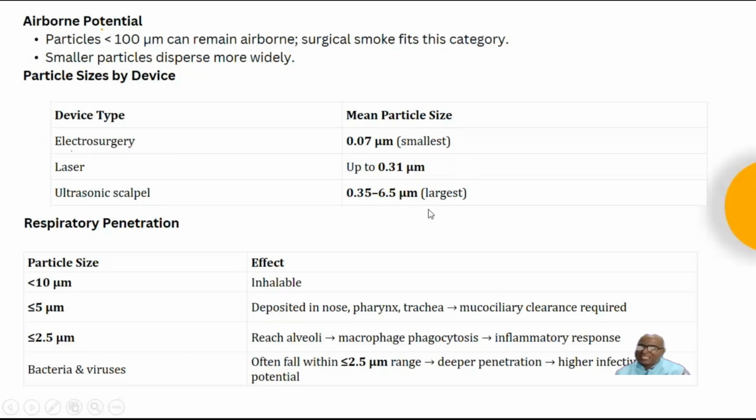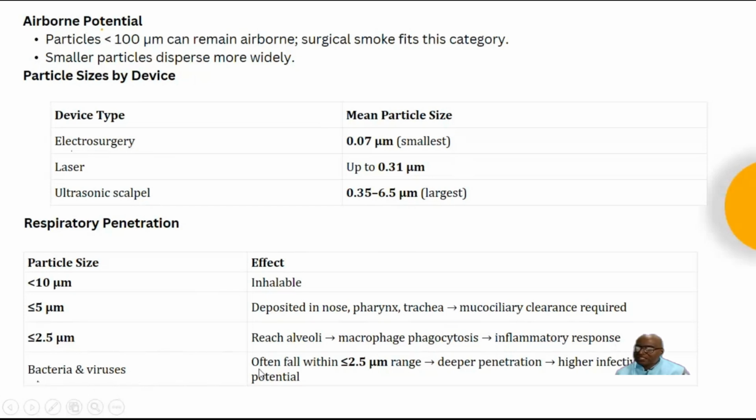Now, what is the respiratory penetration? If the particle size is less than 10 micron, it is inhalable. If the particle size is less than or equal to 5 micron, it is deposited into the nose, pharynx, and trachea, and it requires mucociliary clearance. If the particle size is still smaller, less than 2.5 micron, it will reach the alveoli. It will be phagocytized by the macrophages, and it will generate an inflammatory response.